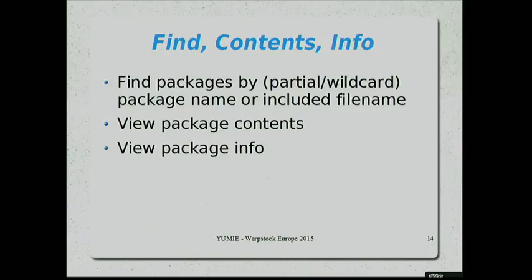Now, a lot of times you're going to have to search for a package to find what it is that you need. So you can find packages with a partial name and a wild card, or perhaps you can find a package if you know what DLL it is that you're missing. So you need to find a package with an included file. You can also view the package contents, and you can view information about the package that is part of the RPM.